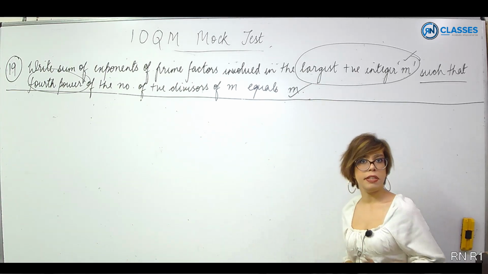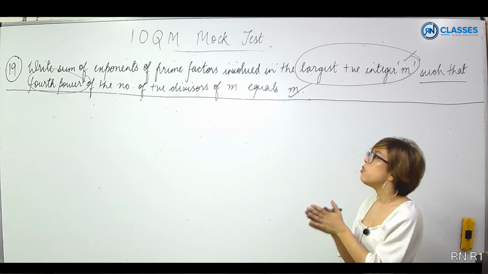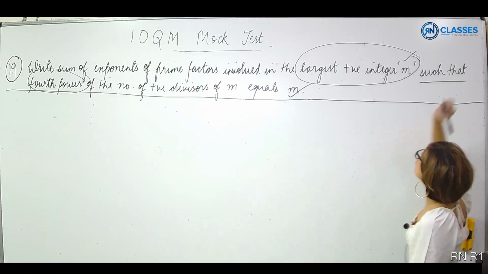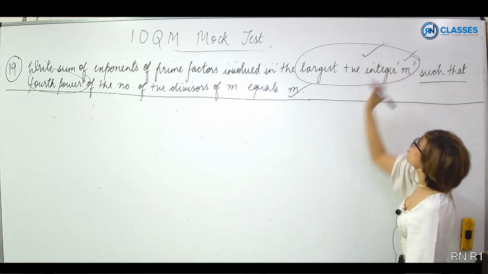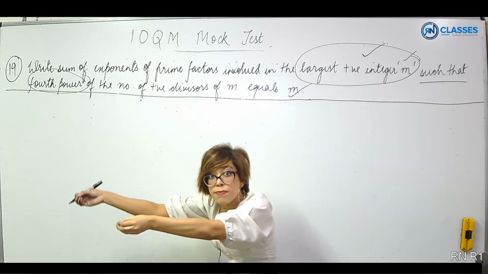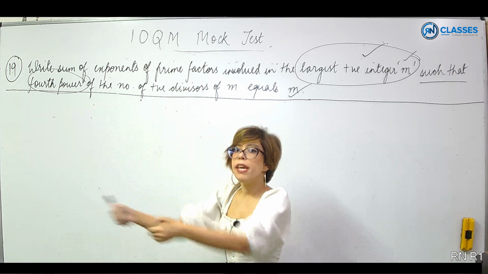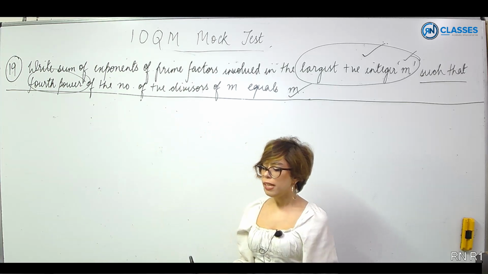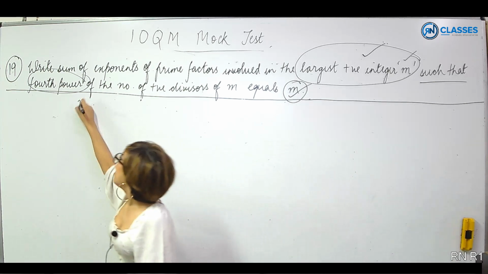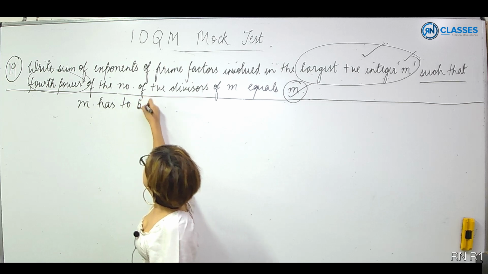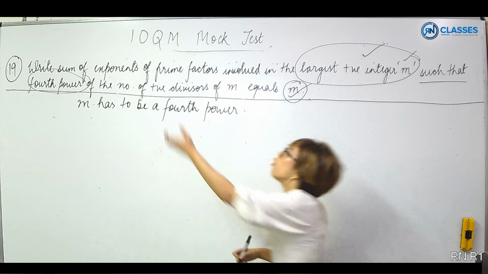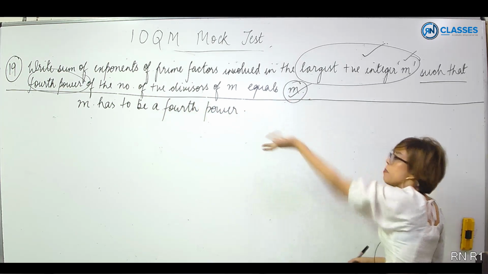Okay, fine. I will reread the statement again. Now, he says you need to write the sum of exponents of prime factors. We will see the rest later. Now, we need to talk about the largest positive integer m, such that the fourth part of its number of divisors equals the number. That means this number has to be a perfect fourth power itself. m has to be a fourth power. Right? Because the fourth part of something equals m. So that means m is a fourth power.